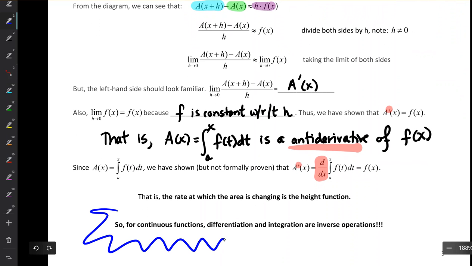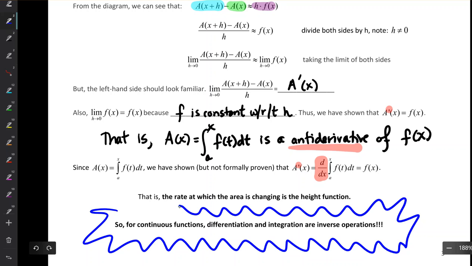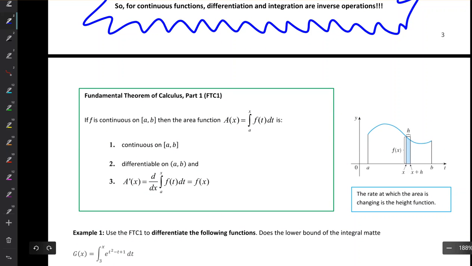for continuous functions, differentiation and integration do and undo each other. That is, integration is anti-differentiation. Here we have our fundamental theorem of calculus typed up nicely for us. If we have a continuous function on a closed bounded interval, then this area so far function is continuous and differentiable. And this is the big one. When you take the derivative of it, you get that height function.